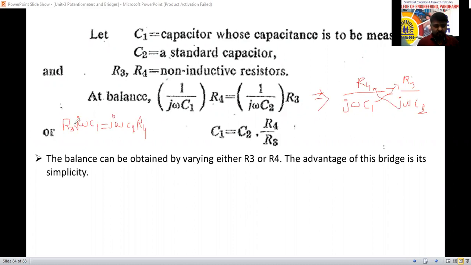Here there is j, omega, j omega. Can we cancel it at least? Yes, sir. Okay, j omega gets cancelled now. R3 C1 is there now. So I will send this R3 to the RHS side. C1 equal to C2 R4 divided by R3, we can write.